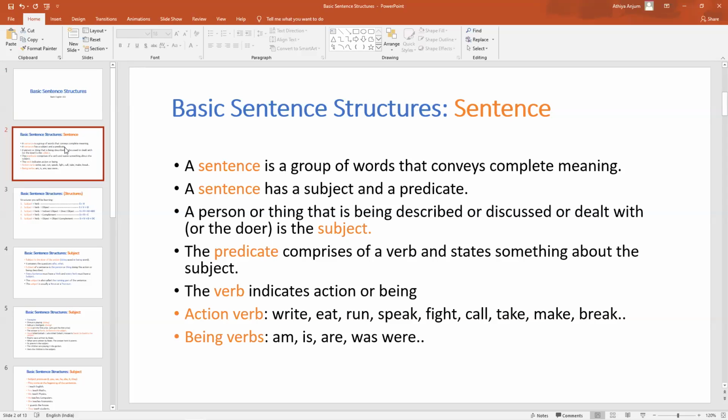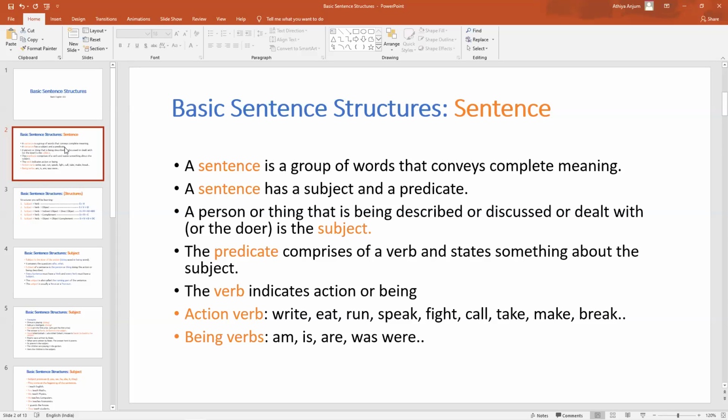So you might have noticed, what is a sentence? A sentence is a group of words that conveys complete meaning. And now if you look at the different parts of the sentence, a sentence has a subject and a predicate, and also a few sentences will have an object. So what forms a subject? Either a person or a thing will become the subject. And what are we doing? We are discussing that subject, we are describing that subject, or we are dealing with the subject.